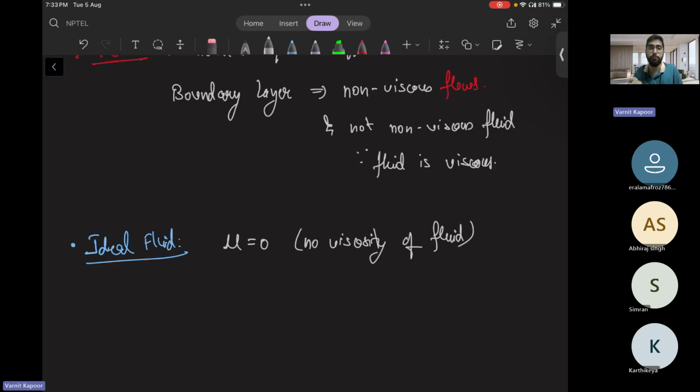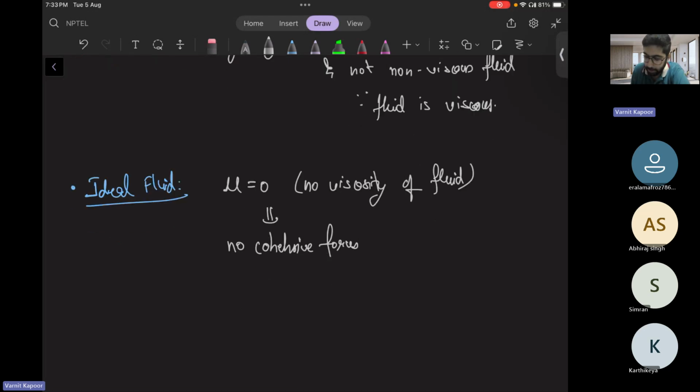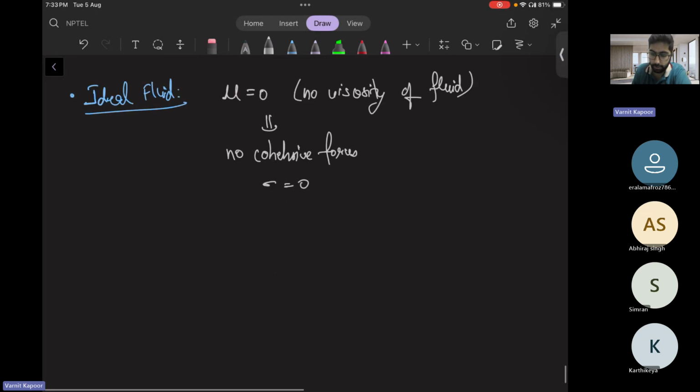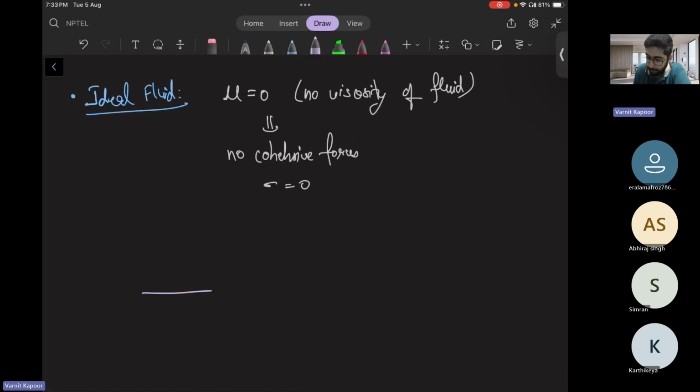If viscosity is 0, then how can viscous action take place? Viscous action only takes place when the viscosity of the fluid is non-zero. So this implies no cohesive forces, and also sigma is equal to 0 in such scenarios. So how will this fluid look when you flow it over a plate? We can imagine how it will look, since viscosity is 0 for this fluid.